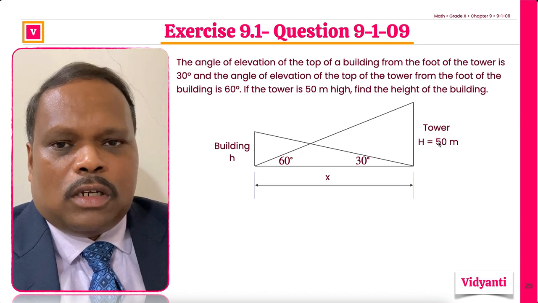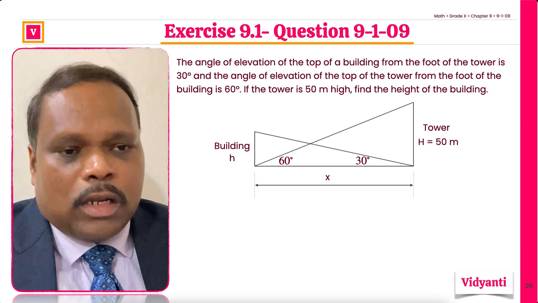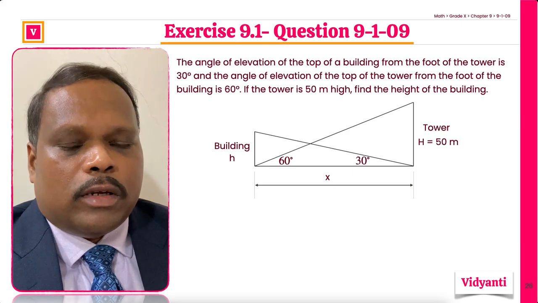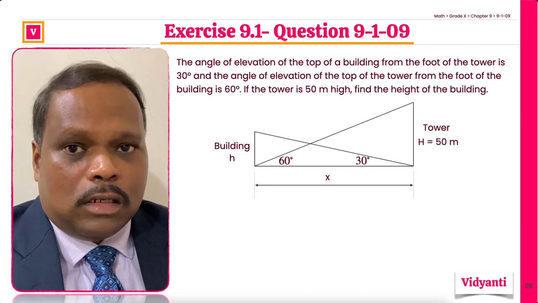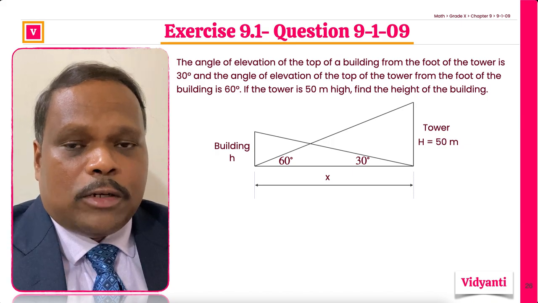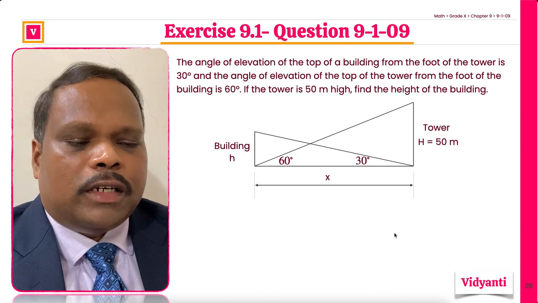I know people can get confused about which one is bigger and which one is smaller. It depends upon which angle is bigger. If the angle of elevation is bigger, that means the construction related to that higher angle of elevation must be taller. That's one way of recognizing it.